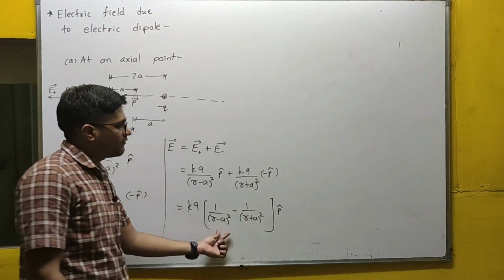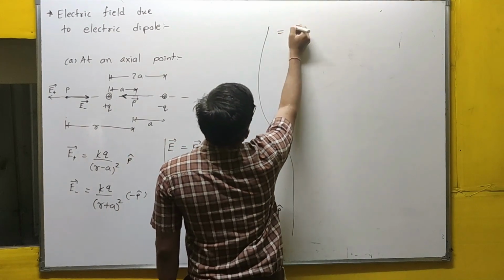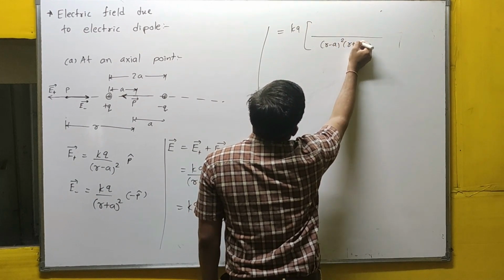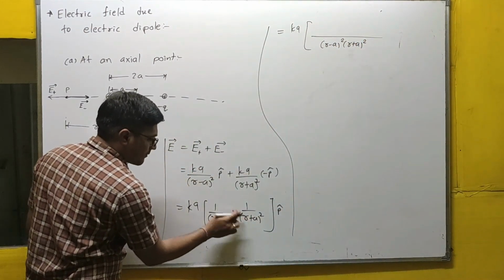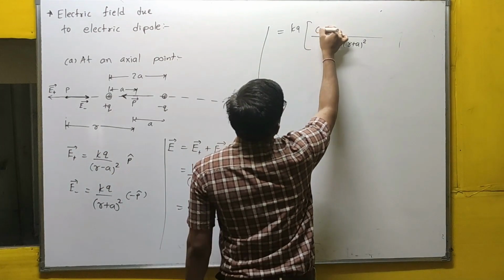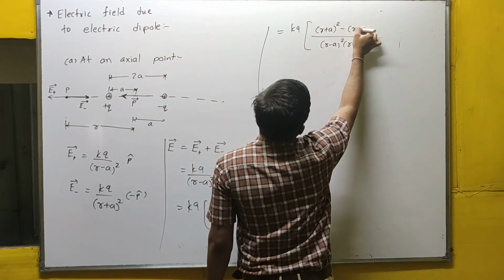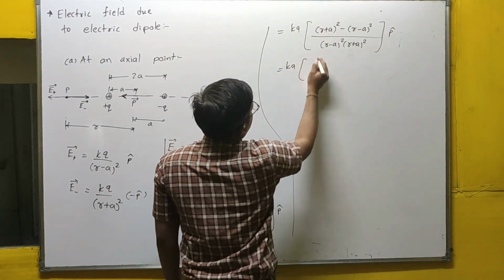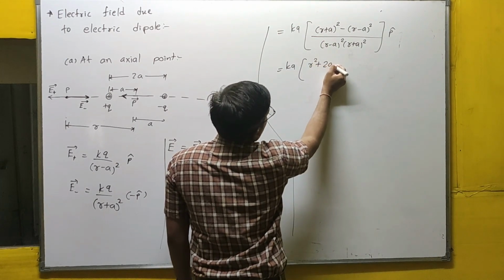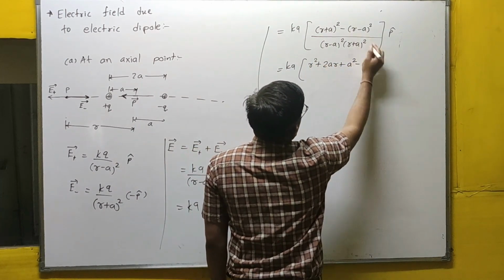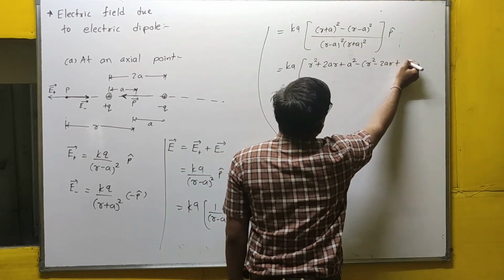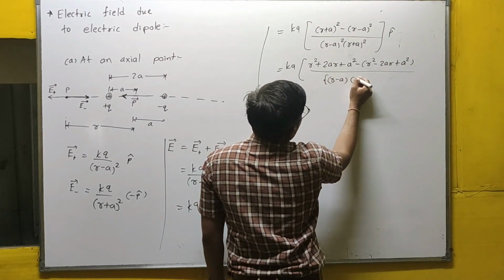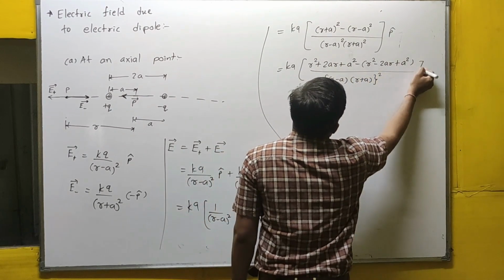So now take the LCM of both. The LCM is (R minus A) whole square into (R plus A) whole square. Now multiply this by (R plus A) square here and (R minus A) square here. So (R plus A) whole square minus (R minus A) whole square P cap. So KQ, expand this one, A square plus 2AB plus B square. Expand this one, A square minus 2AB plus B square. Divide by (R minus A) into (R plus A) whole square.